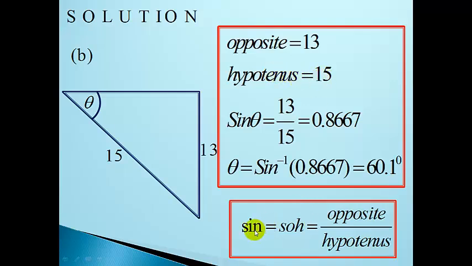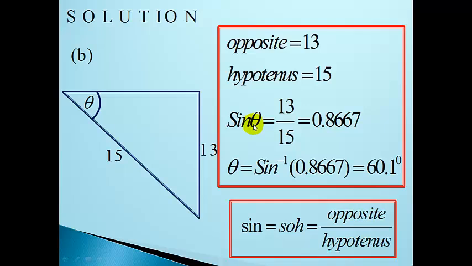Now sine is opposite over hypotenuse. So we use sine of the angle theta. We use the ratio sine because we know the opposite side and we know the hypotenuse, and therefore sine theta is equal to 13 over 15, where 13 is the opposite side and 15 is the longest side, that is the hypotenuse. 13 divided by 15 is equal to 0.8667.